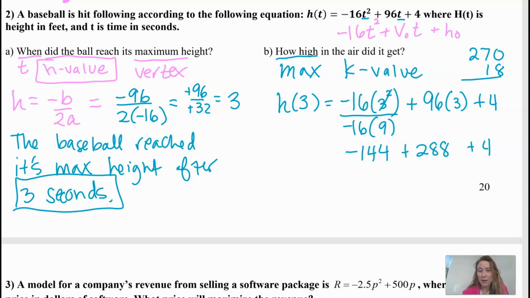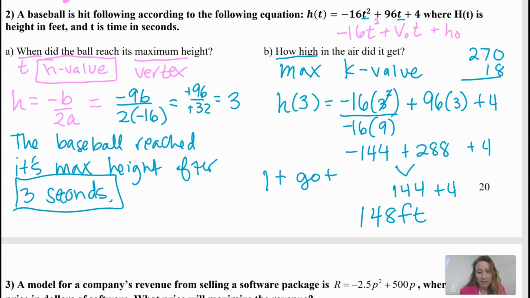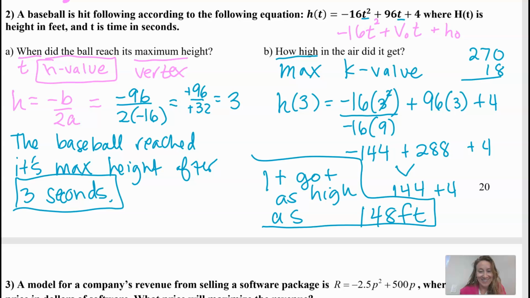So I'm showing all my work. I'm plugging in the 3, doing the calculations. I add these together and I get 144 positive plus 4. So the total is 148 feet. So we would say, how high in the air did it get? It got as high as 148 feet. Very nice. Cool. Let's take a look at another example.